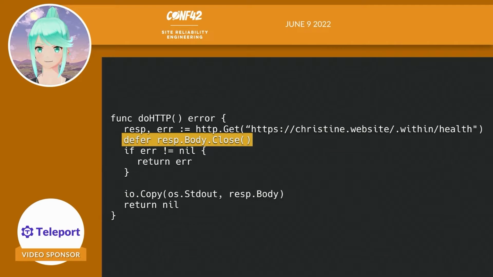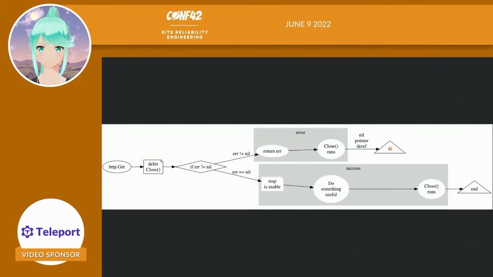However, this is incorrect too. Look at where the defer is called. Let's think about how the program flow will work. I'm going to translate this into a diagram of how the computer is going to execute this code. This flowchart is another way to think about how this program is being executed.